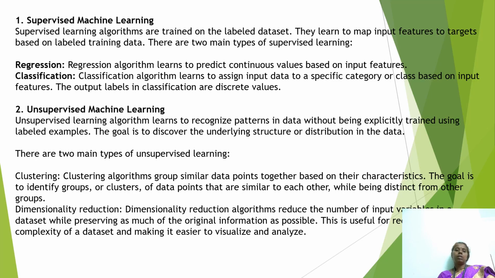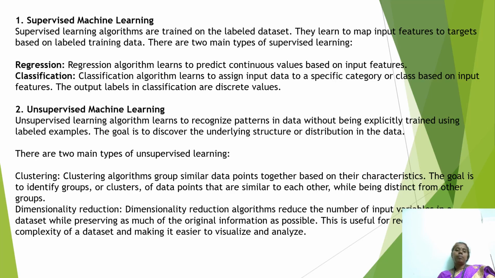First one, regression. Regression algorithms learn to predict continuous values based on the input features. The next one, classification. Classification algorithms learn to assign input data to a specific category or class based on input features. The output labels in classification are discrete values.